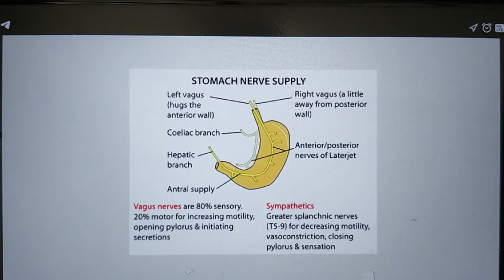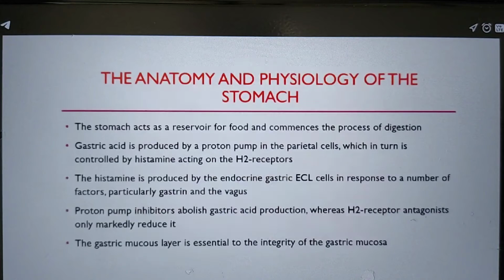And the nerve supply for the stomach is coming from the vagus nerve, and it is about 80% sensory, and 20% is for motor function, which is for increasing motility, opening the pylorus, and also initiating secretions. Nerve supply for the stomach also comes from the sympathetics, which is the greater splanchnic nerve, T5 to T9, for decreasing motility, vasoconstriction, closing the pylorus, and also for sensation.